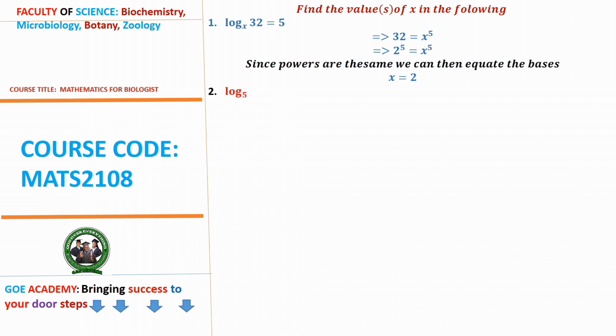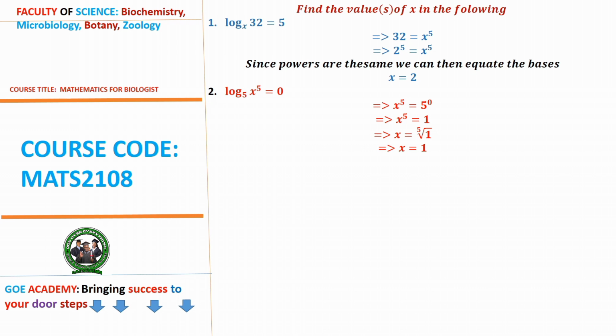Example 2: if we have log x base 5 equals 0, we apply the same principle. You see x raised to the power 5 equals 5 raised to the power 0. And you know anything raised to the power 0 always equals 1. And so our value of x will simply be equal to the 5th root of 1. The 5th root of 1 simply means 1.